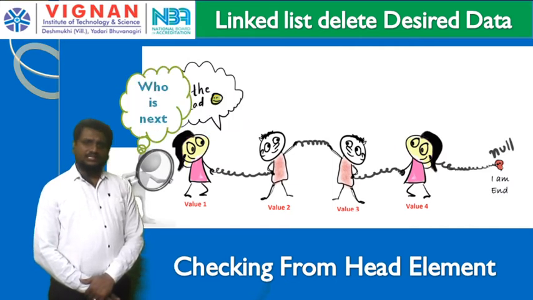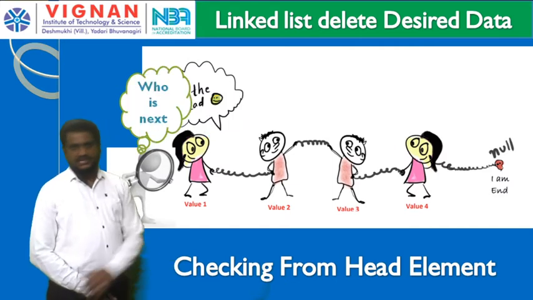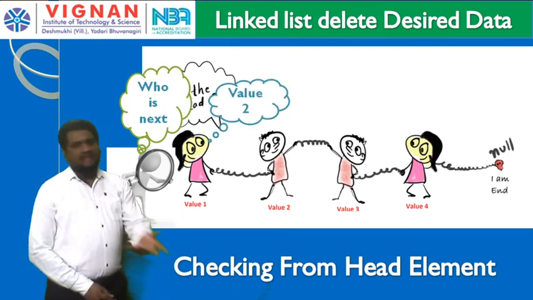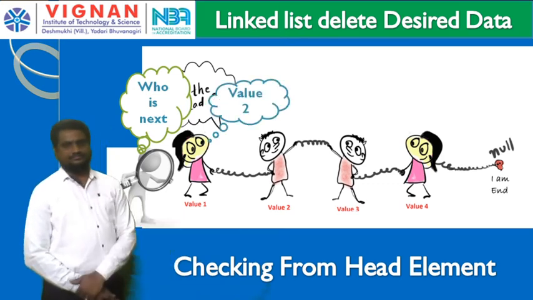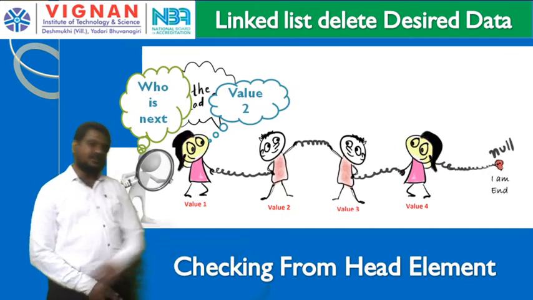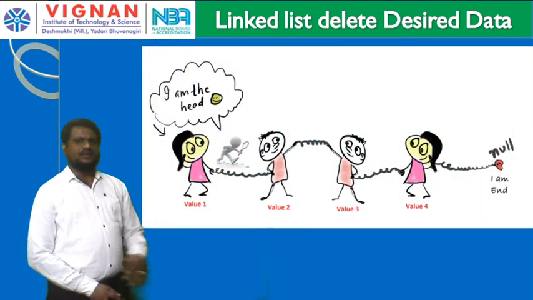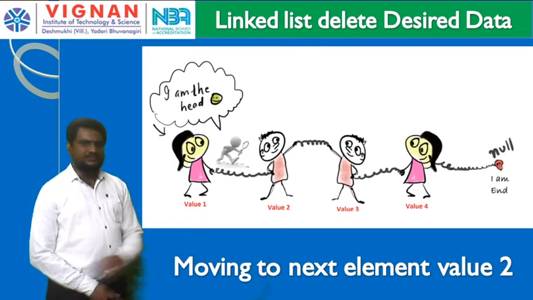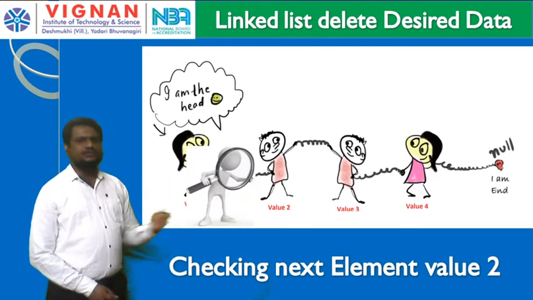Then I will ask, who is the next node to you? It will say, okay, value 2 is the next node. You can go and ask him. Okay, then I will go and search for value 2, and again the same process will happen.